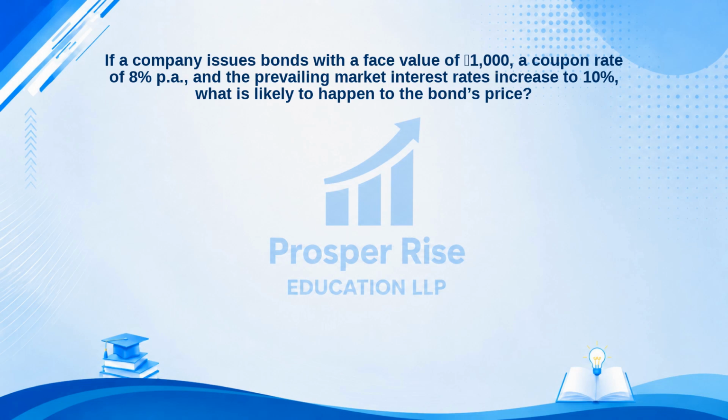Let's look at this next question. If a company issues bonds with a face value of Rupee 1000, a coupon rate of 8% PA, and the prevailing market interest rates increase to 10%, what is likely to happen to the bond's price?